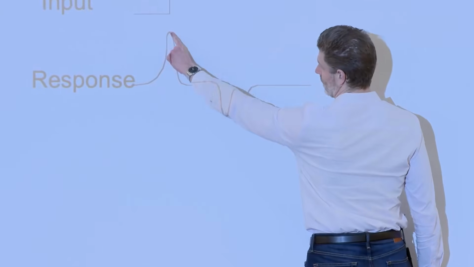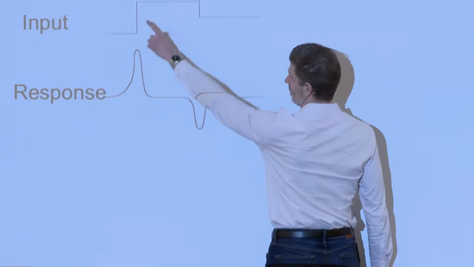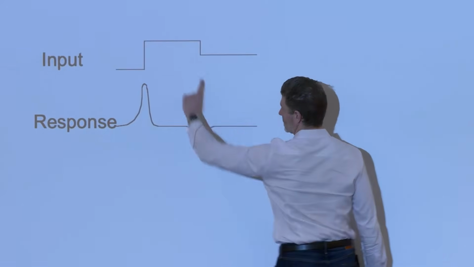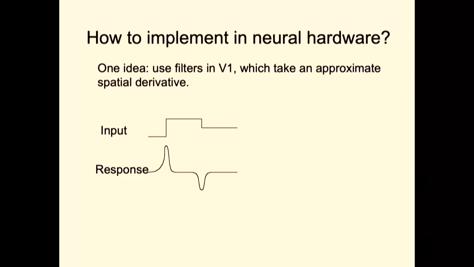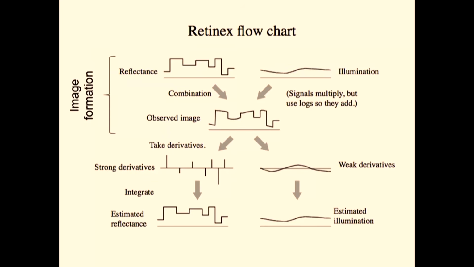So you get an input like this, and a particular cell might give a positive response when there's an increase, and then a negative response when there's a decrease. Okay. So some of the ingredients in the algorithm, the derivatives, seem compatible with what was known about early vision at that point in time. But another reason why people got excited about Retinex was that it seemed consistent with some illusions that were discovered or popularized at that time.